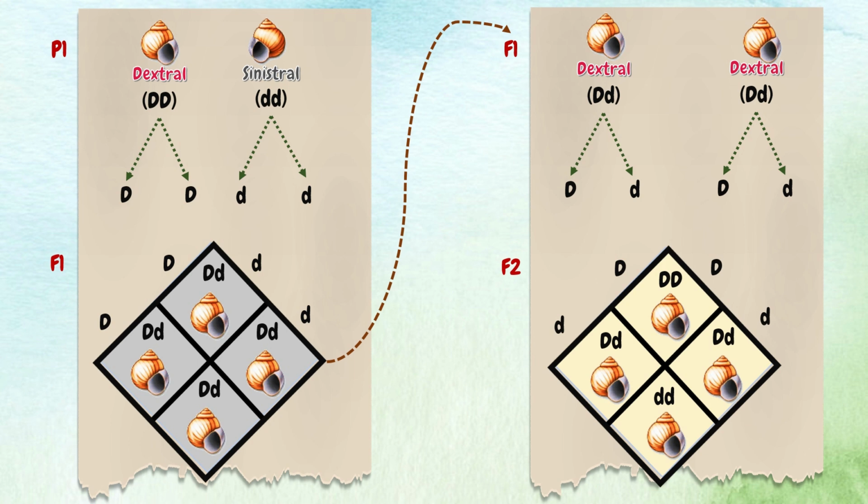So, a maternal effect is evident in this offspring, where the genotype of the maternal parent, rather than the offspring's own genotype, controls the phenotype of the offspring.